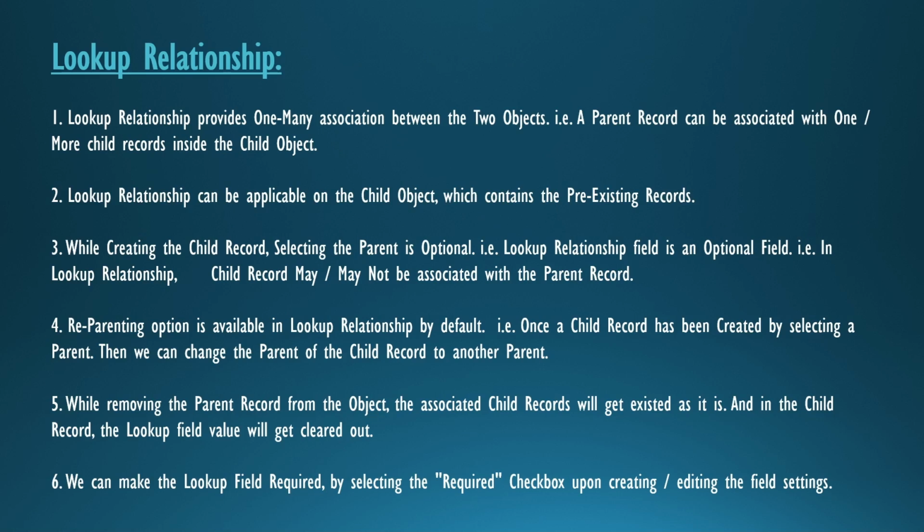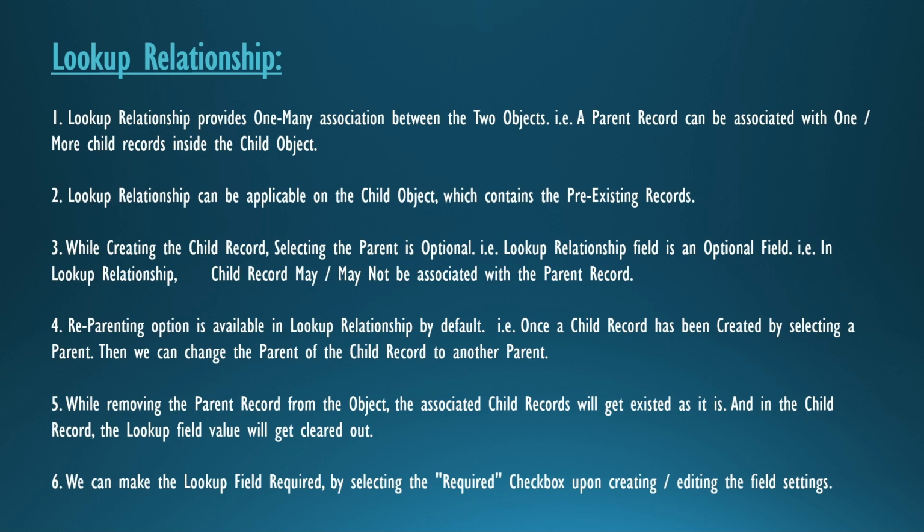Lookup relationship. Lookup relationship provides a one-many association between the two objects. Which means, a parent record can be associated with one or more child records inside the child object. Lookup relationship can be applicable on the child object, which contains pre-existing records. While creating the child record, selecting the parent is optional. Which means, the lookup relationship field is an optional field. In lookup relationship, a child record may or may not be associated with the parent record.